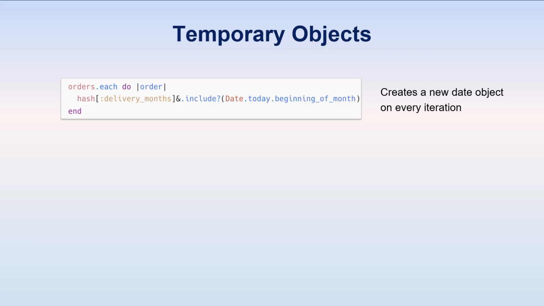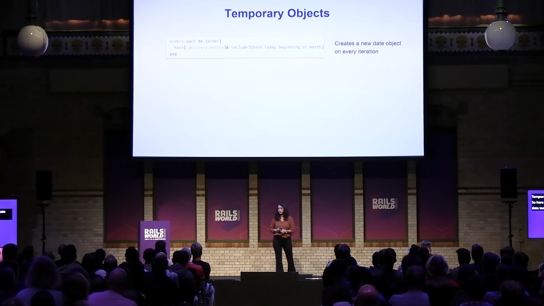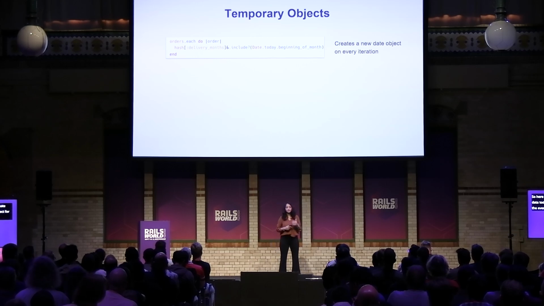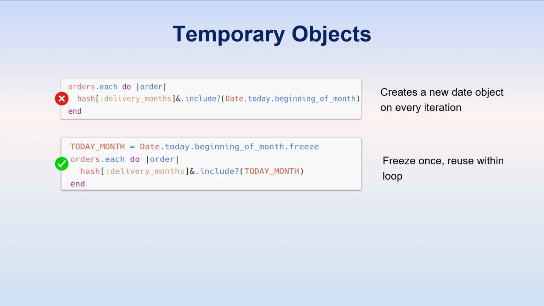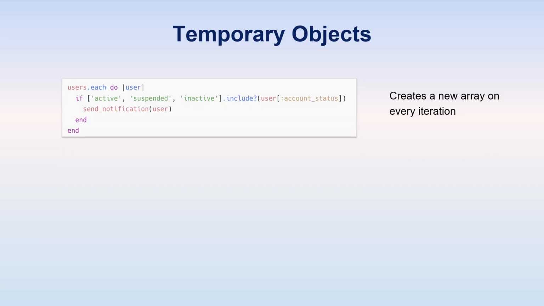Temporary object creations. Here, inside the loop, we are trying to create Date.today. So it is going to create a new object for every iteration. Imagine this loop iterates millions of times. It is going to create many objects. So instead of that, before the loop, just create that object, also use freeze, and reuse it in the loop.